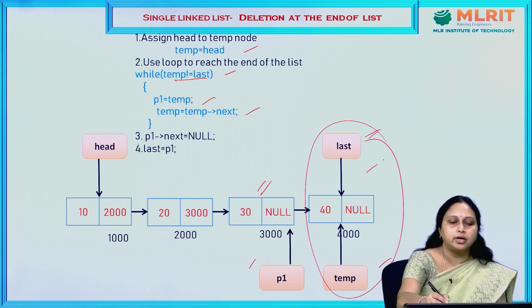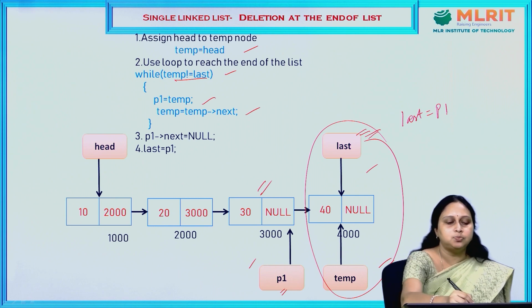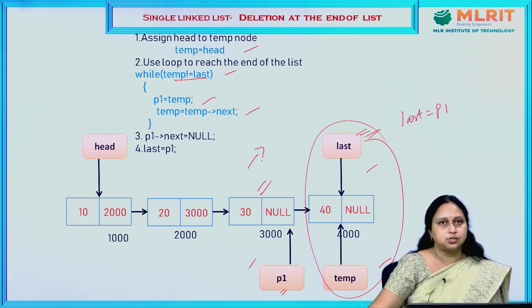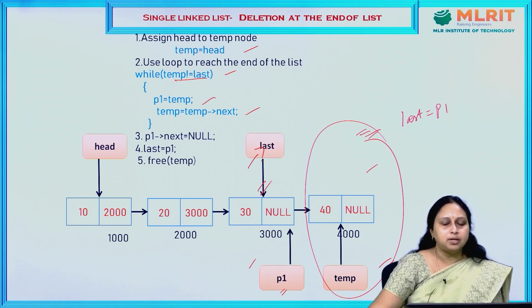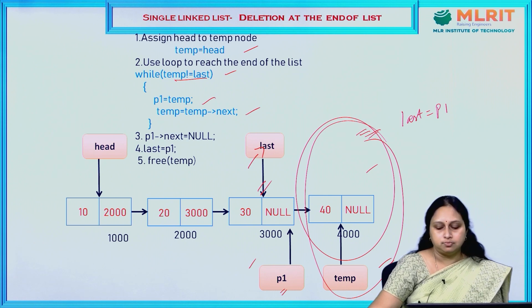That means we are going to assign this P1 to last. That means we are going to represent last equal to P1. Now this node becomes the last. We are going to remove it and this node becomes the last node. At the same time, we are going to remove this temporary pointer. This is how we are going to perform the deletion at the end of the list.